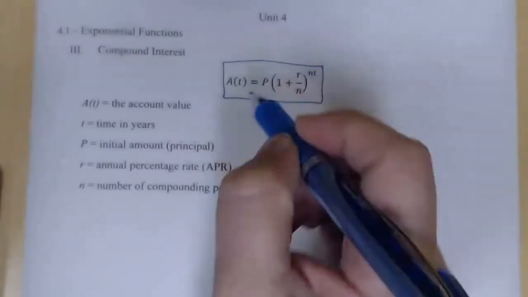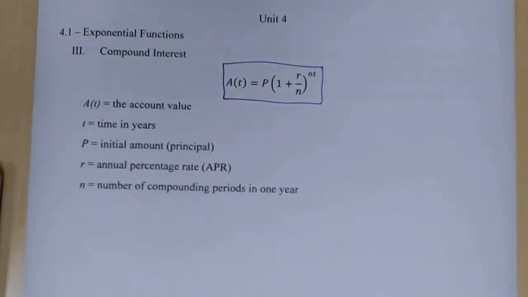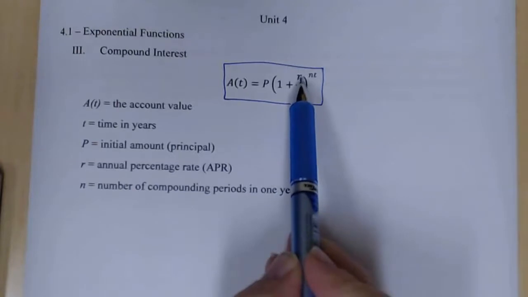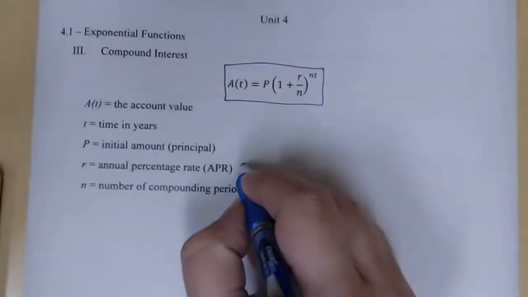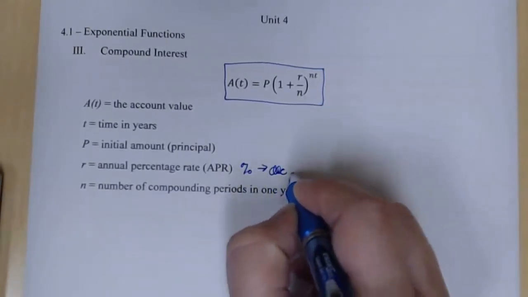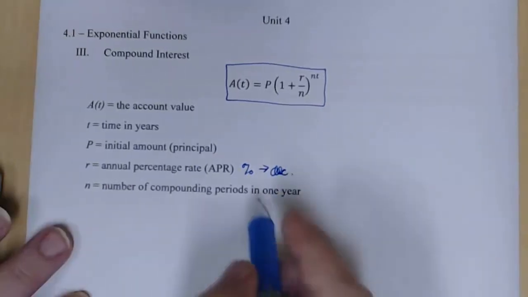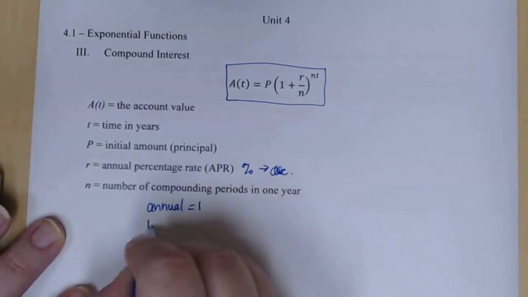First of all, P right here is the initial amount. It's known as your principal. It's the amount that you borrow or invest. 1 is given in the equation, plus rate. R is your annual percentage rate. If it's given to you in a percentage, you want to make sure you change it to a decimal. N is the number of compounding periods per year, such as if it was annual, it'd just be 1.